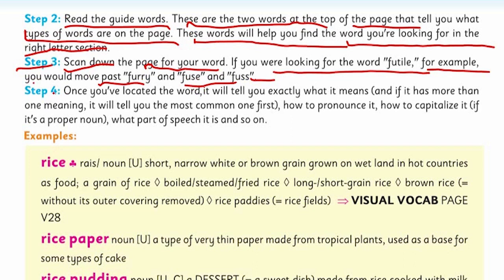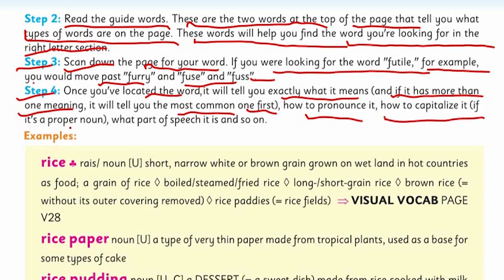Look at step 4. Once you have located the word, it will tell you exactly what it means, and if it has more than one meaning, it will tell you the most common one first. How to pronounce it, how to capitalize it if it's a proper noun, what parts of speech, and so on. You can see the examples here.